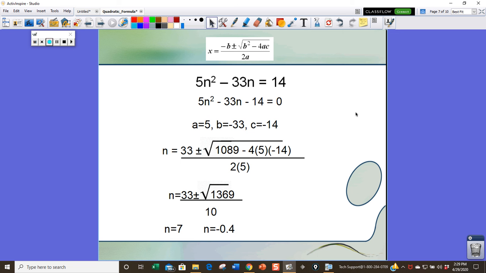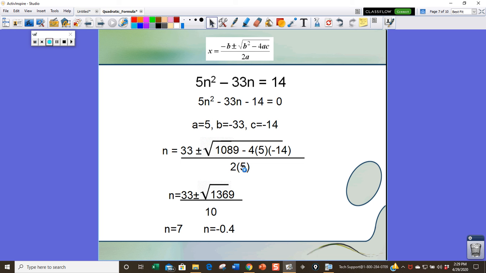Once again, this one you had to set up, so we had to move our 14 over. All right? A is 5, B is -33, C is -14. So a negative negative is a positive 33. 33 times 33 is 1089, minus 4 from the formula. A is 5, C is -14, divided by 2 times A is 5. That's our inside. Now we're going to chug our outside. 33 plus the square root of 1369, enter, divided by 10 is 7. 33 minus the square root of 1369, enter, divided by 10 is -0.4.